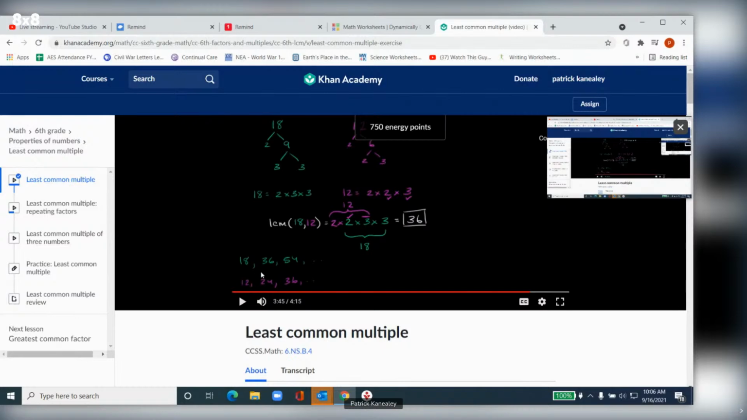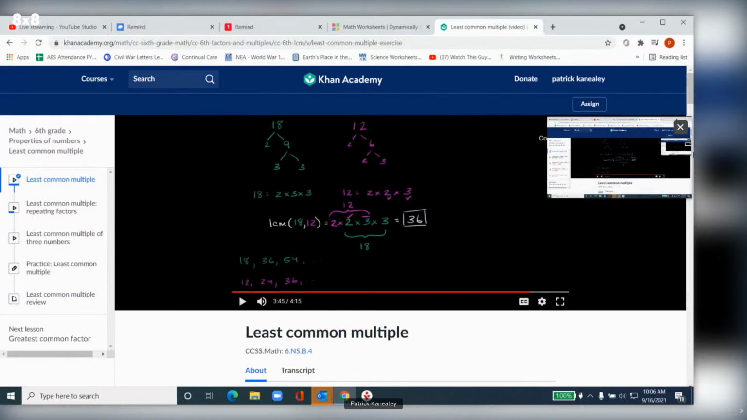This other way might be a little easier for you, though a little more time consuming, but you can certainly do it. You would just take the multiples of 18: 18, 36, 54, the next would be 72, 90, 108, 126, 144. You basically keep adding 18 to each number. And the same thing here, you keep adding 12 to each number. Eventually you get a number that both of them go into. In this case, it's 36.